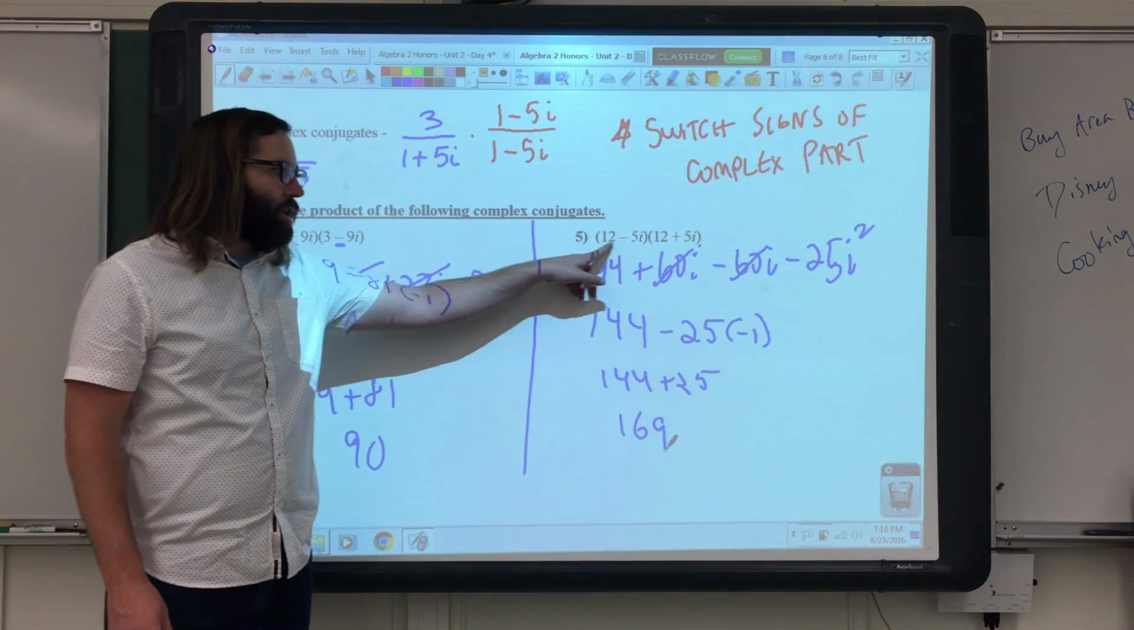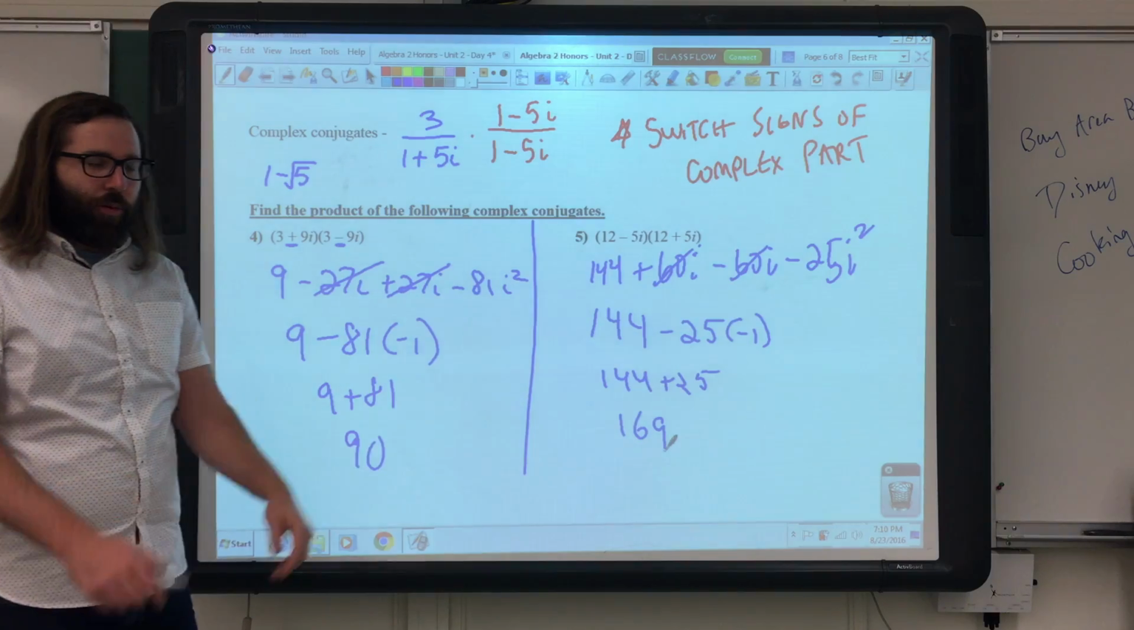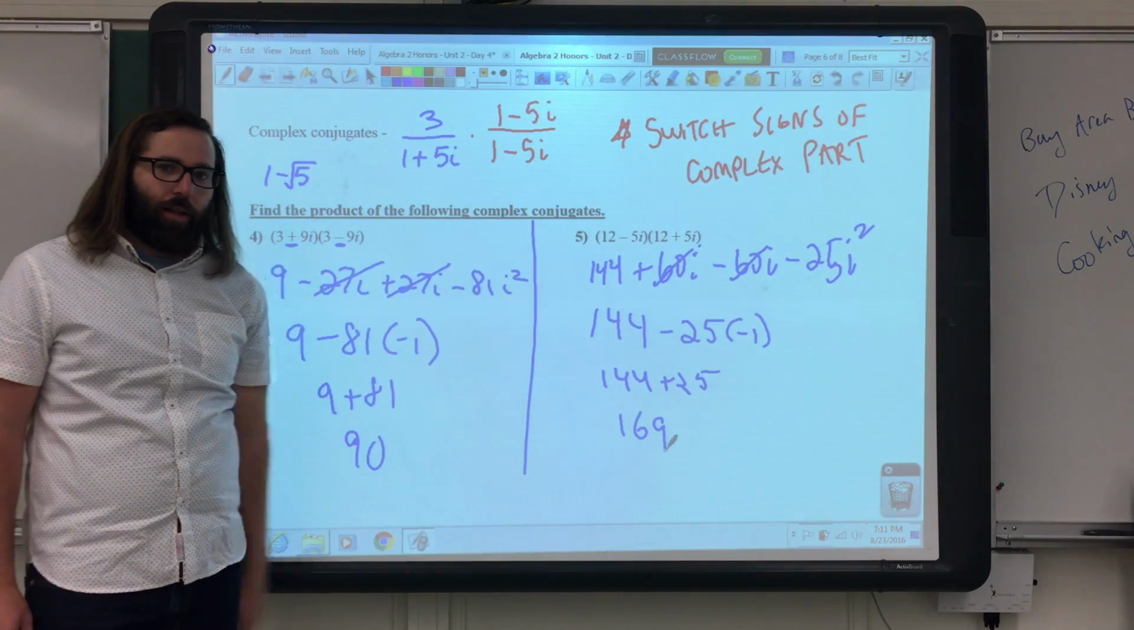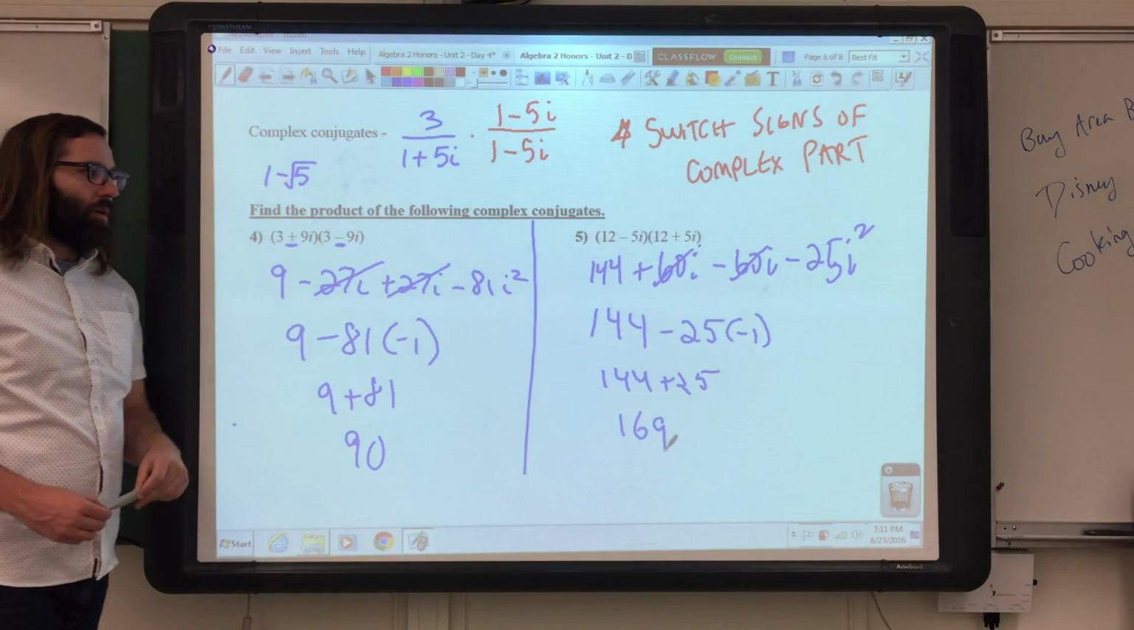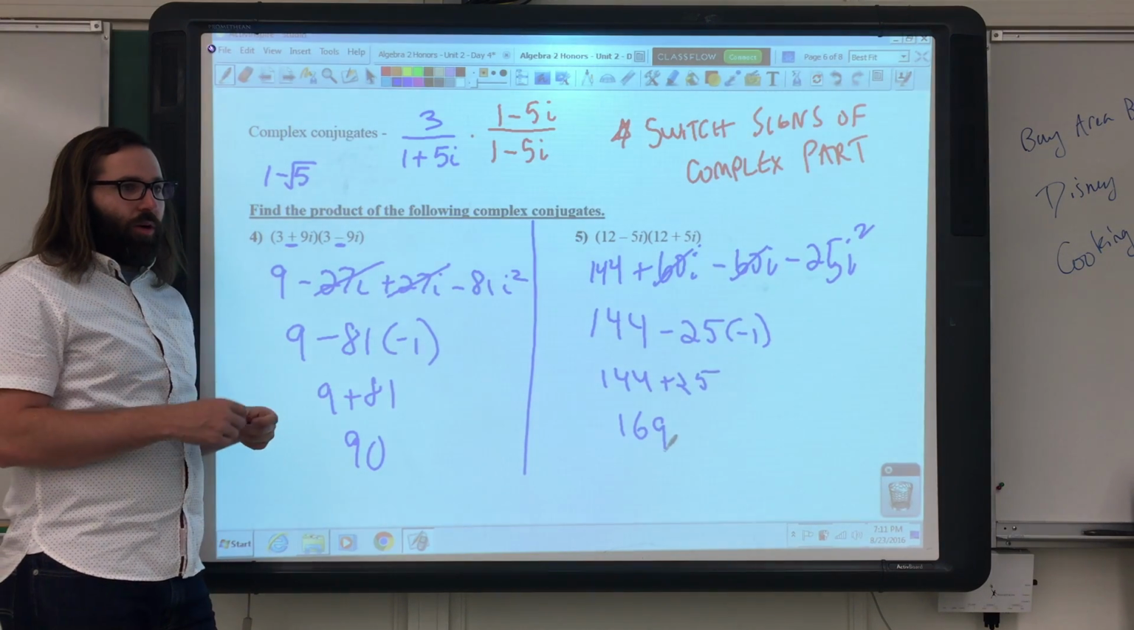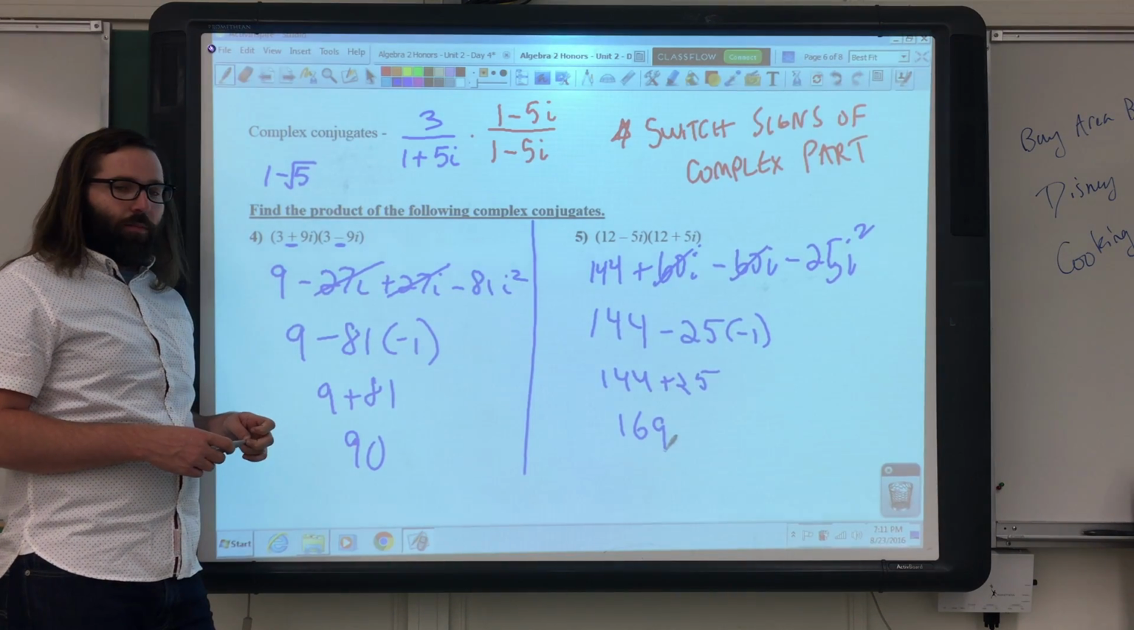But complex conjugates, all they do is they cancel out the i term and you're left with a number and i squared. That's it. And since we know that i squared is negative 1, it makes simplifying it much easier.